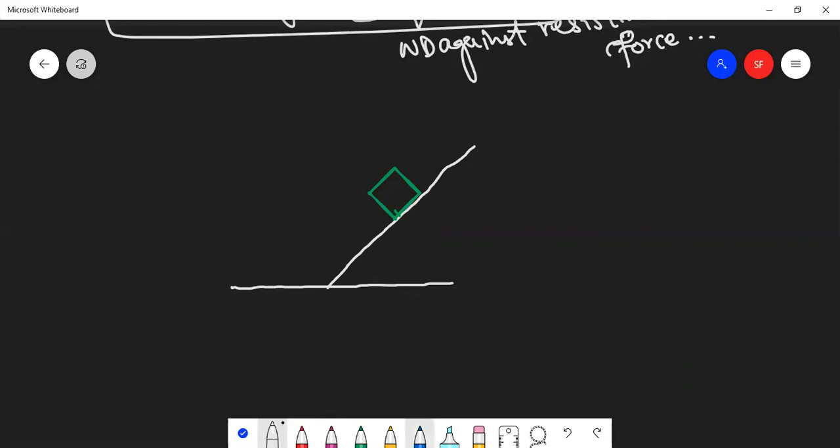There's a force backwards, meaning down the plane. You have to call it down the plane. And what's its value? It's mg sine of theta. And what else is there?